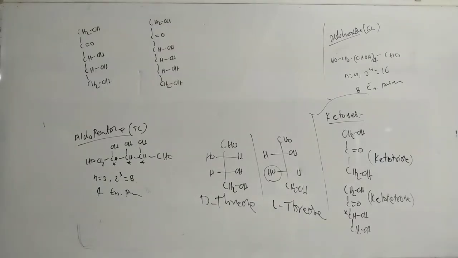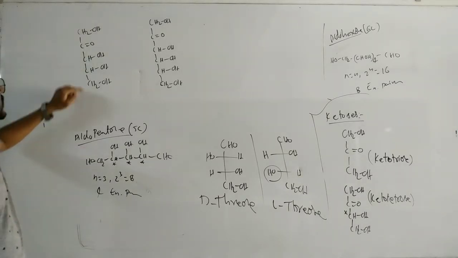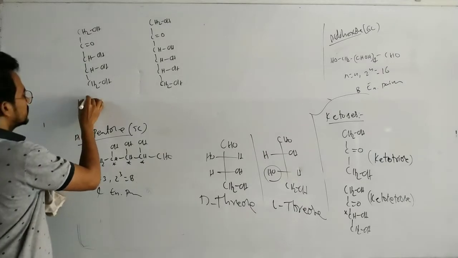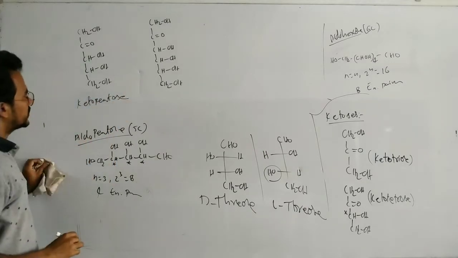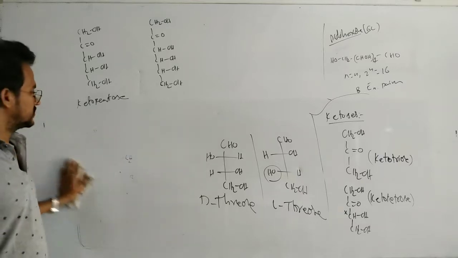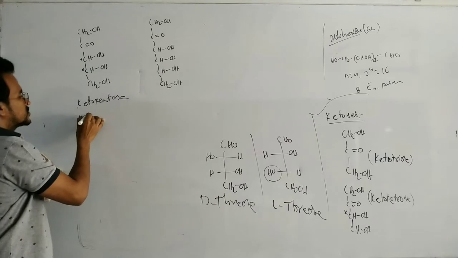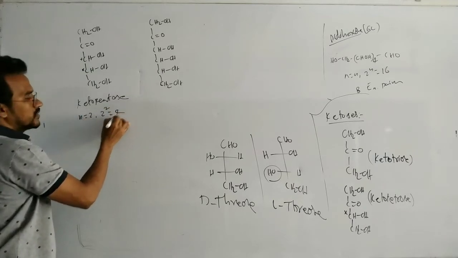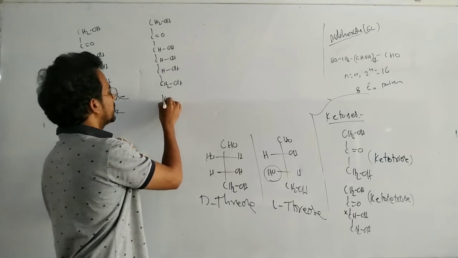Next, ketoses with 5 carbons: ketopentose. How many chiral carbons? 2 chiral carbons, so n equals 2. 2 to the power of 2 is 4, so 2 enantiomeric pairs.